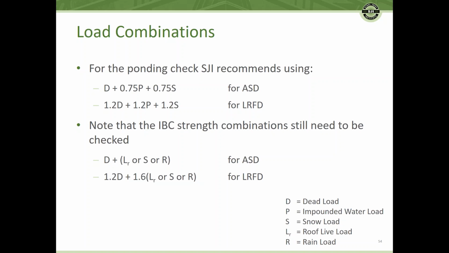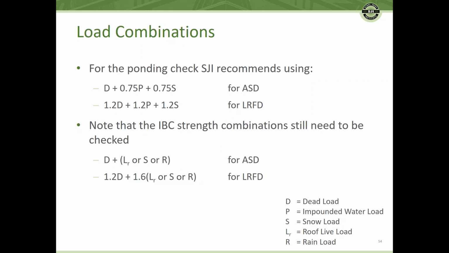And the third point I wanted to make was that because we have these lower load factors, the 0.75 on the water for ASD as opposed to 1.0, these are only applicable to the ponding instability check, and the IBC strength combinations still need to be checked for strength.